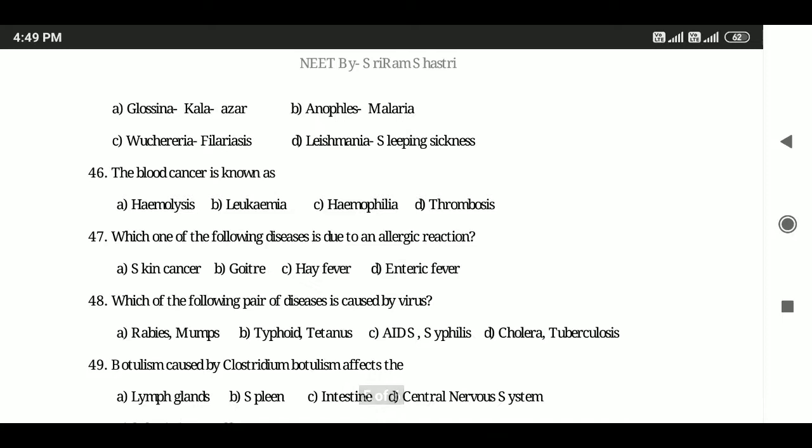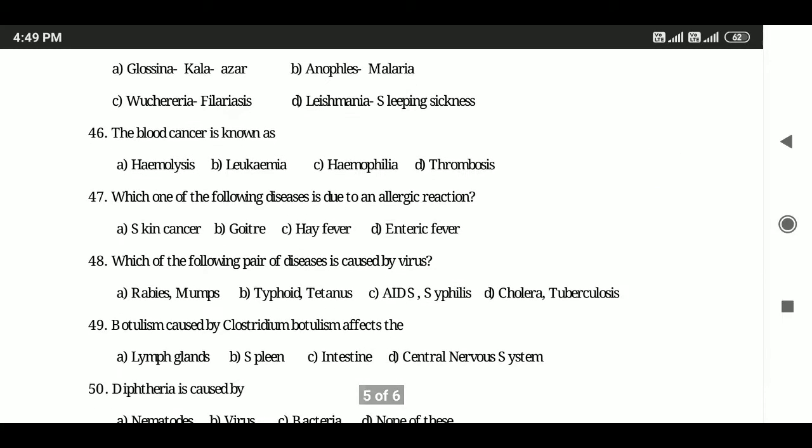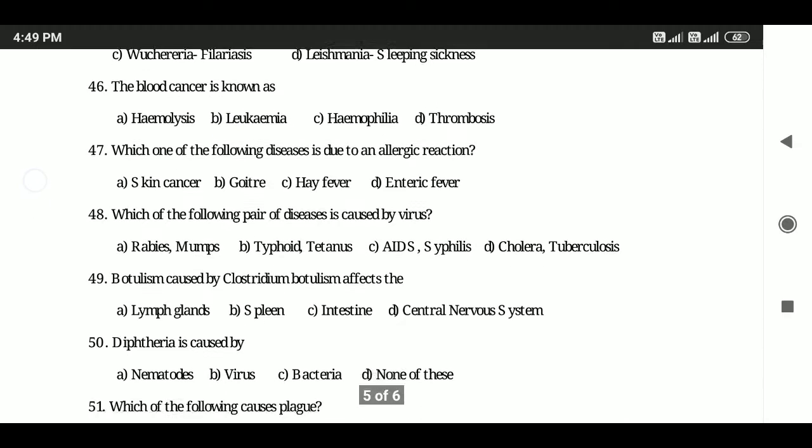The blood cancer is known as hemolysis, leukemia, hemophilia, thrombosis. The scientific term for blood cancer is leukemia. Which of the following diseases is due to an allergic reaction? Skin cancer, goiter, hay fever, enteric fever.